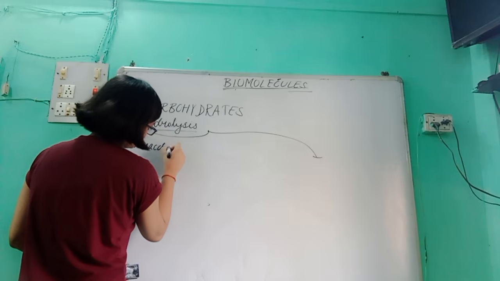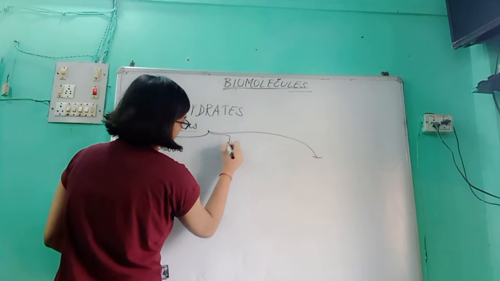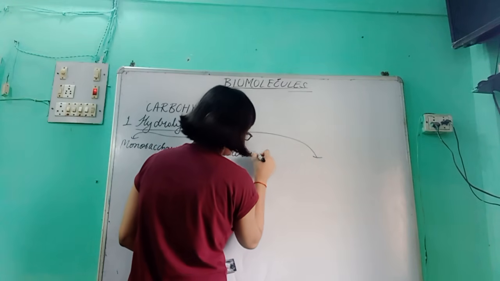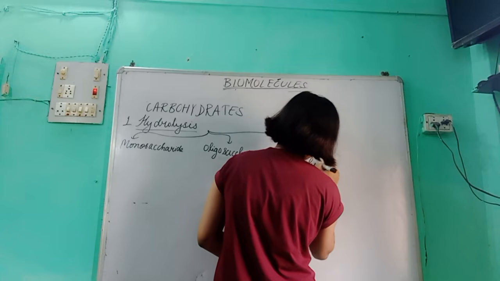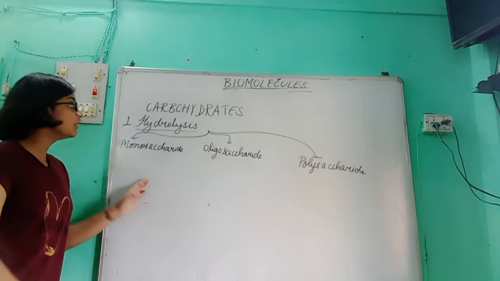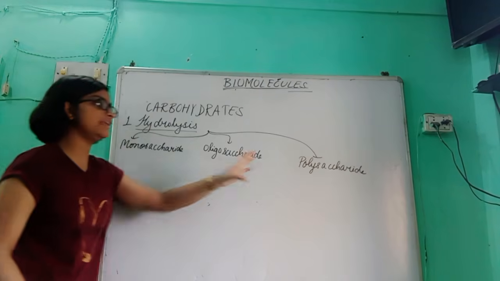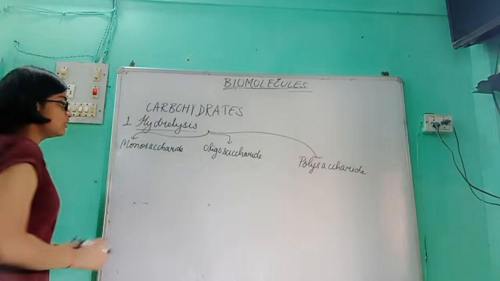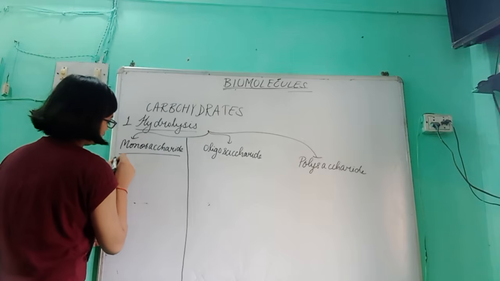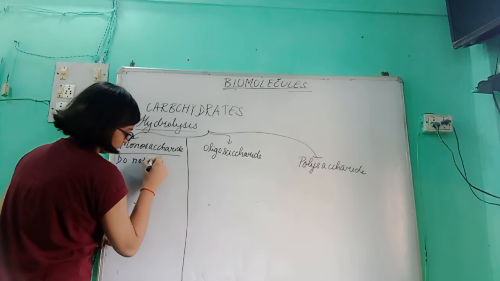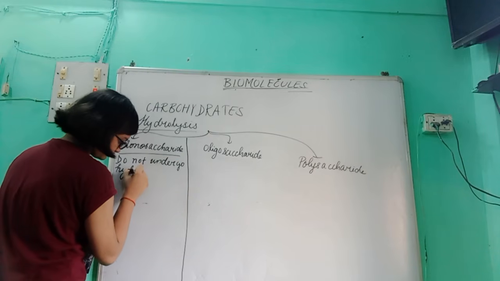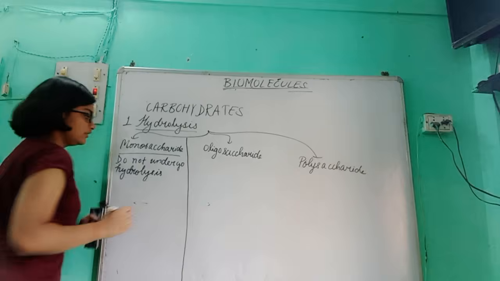Monosaccharide, oligosaccharide and polysaccharide. So this is it. Hydrolysis: monosaccharide, oligosaccharide and polysaccharide. We will see one by one. So first moving on to monosaccharides. Monosaccharides are those which do not undergo hydrolysis.